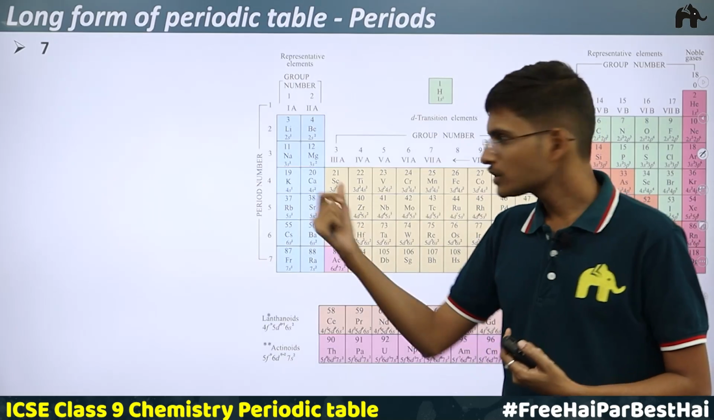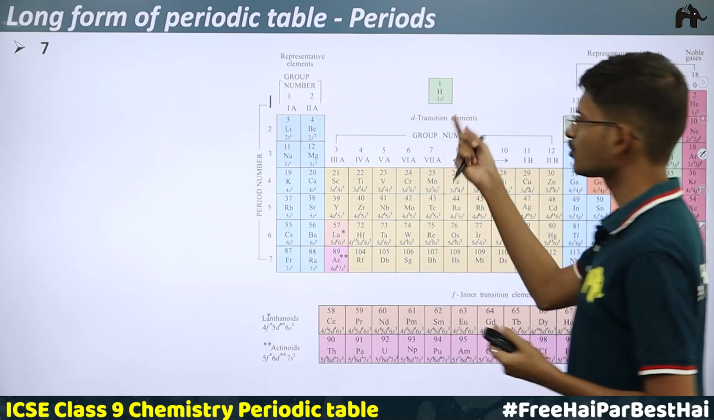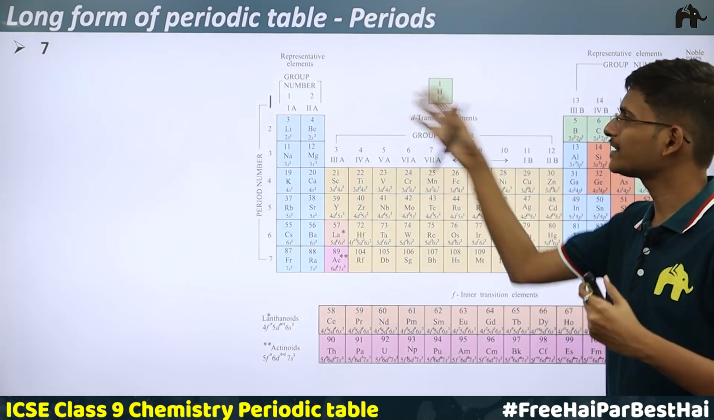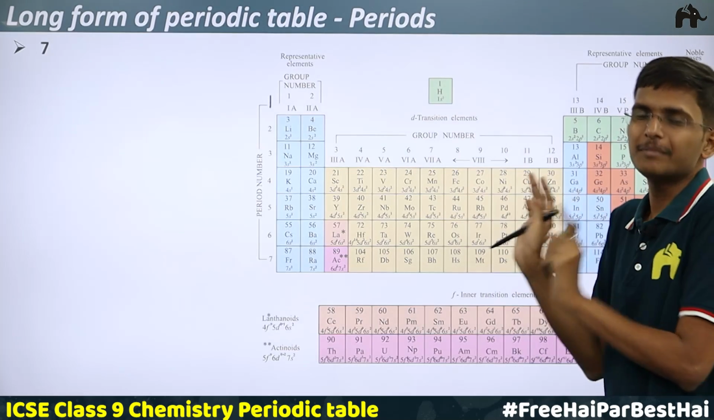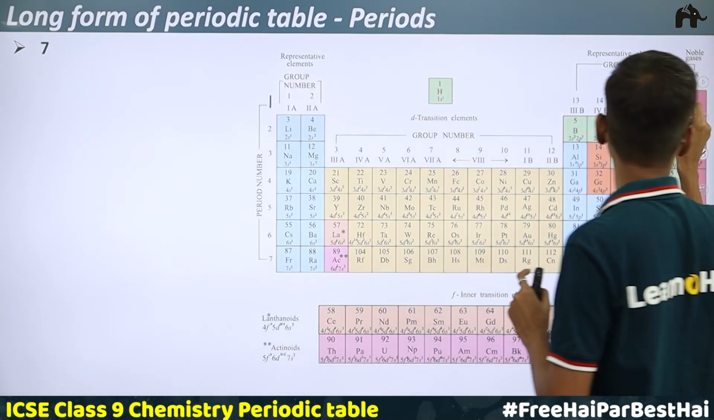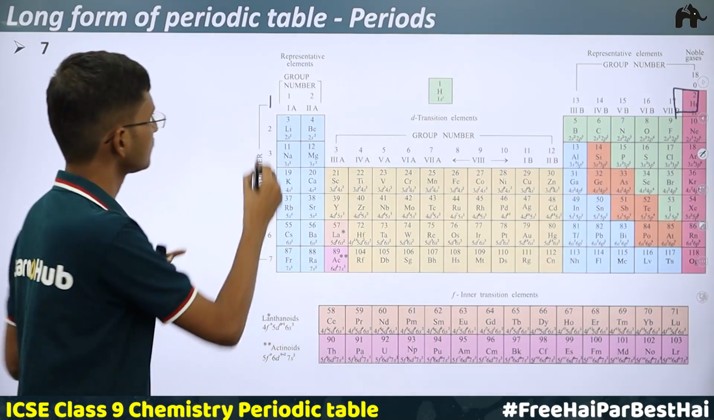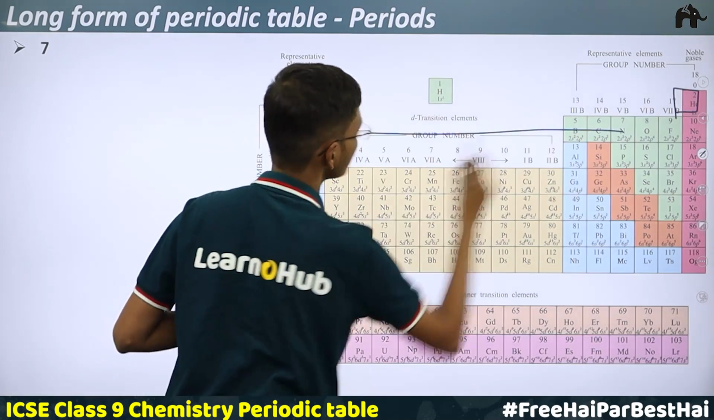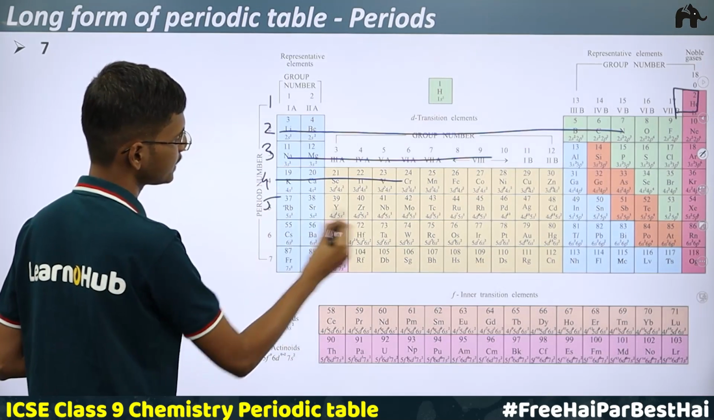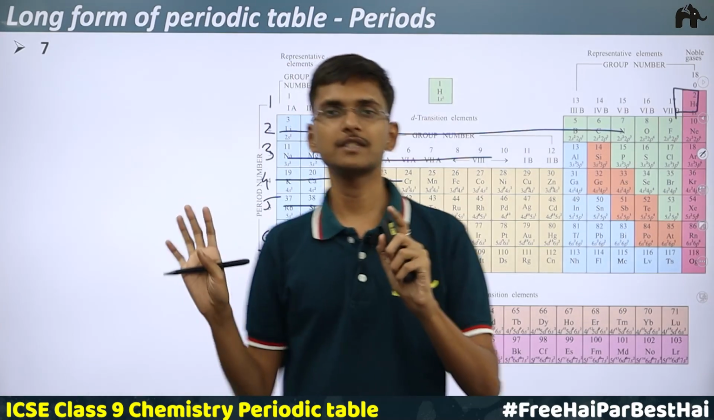So the horizontal rows are called periods, and you can see here that hydrogen, though it is placed in the center, we still believe it is the element of period number 1. So in the first period we have hydrogen and then this very cornered element, helium. Then this is the second period, the second horizontal row, then the third period, fourth period, fifth period, sixth period and seventh period. So in total we have 7 periods.